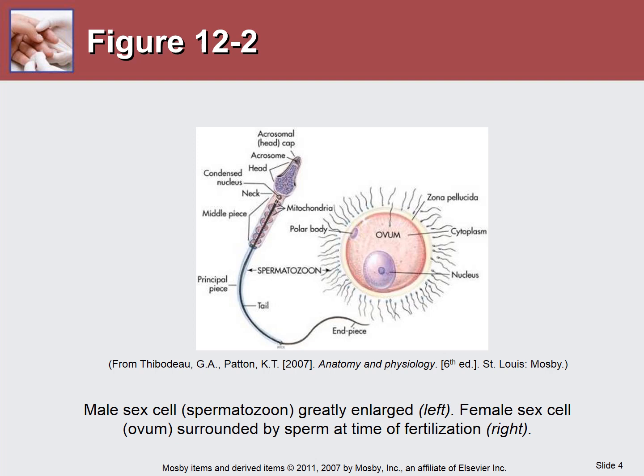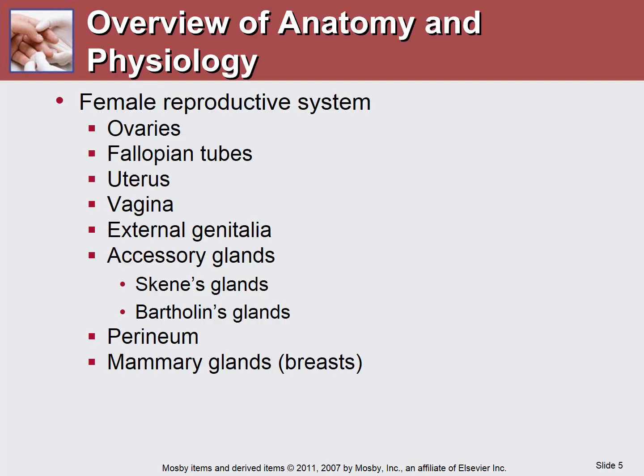The male sex cells, greatly enlarged here, and then the female sex cell surrounded by the sperm at the time of fertilization. So fertilization is the union of the male sperm and the egg. This process will be discussed even further in your maternity class. Next slide. Of course, now you have your female reproductive organs.